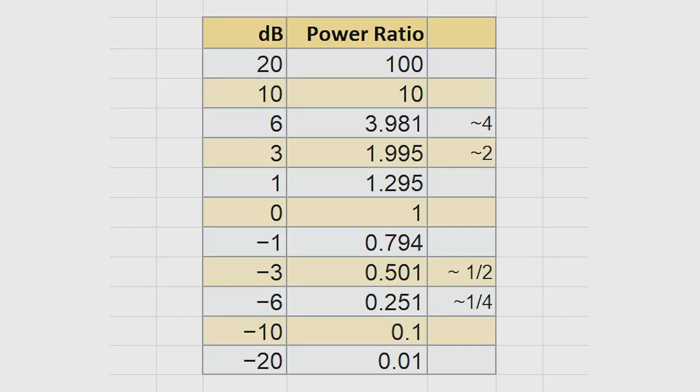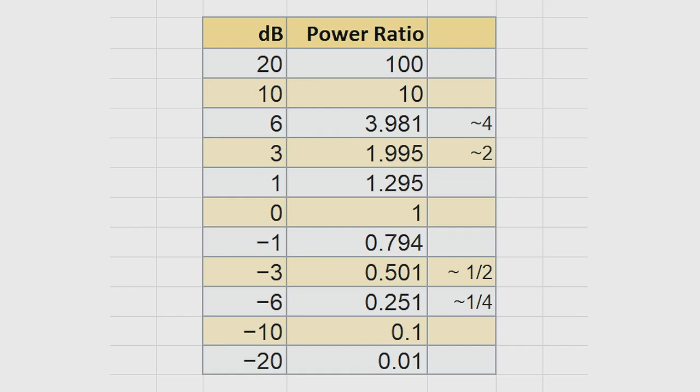This is comparing dB to power ratios. If you look in the middle of the chart there, you see 0 dB is a power ratio of 1. So that would mean 1 times whatever the power is. Your power doesn't change. If you go up 1 dB, that's like increasing the power by 1.295. Almost 1.3. If you go to 3 dB, that's almost a 2 times power gain. It's 1.995. 6 dB is about double that, 3.981. 10 dB gain, we're going to multiply whatever our power is by 10. And then 20 dB gain, you would think maybe that would be times 20, but no, that's times 100.